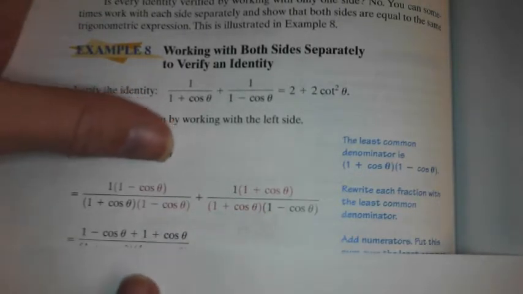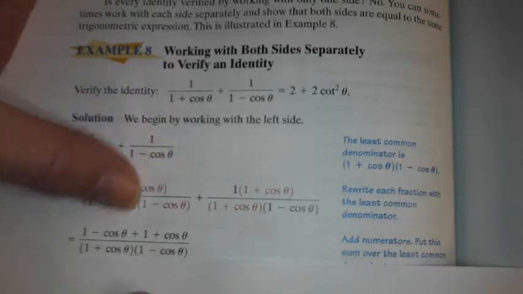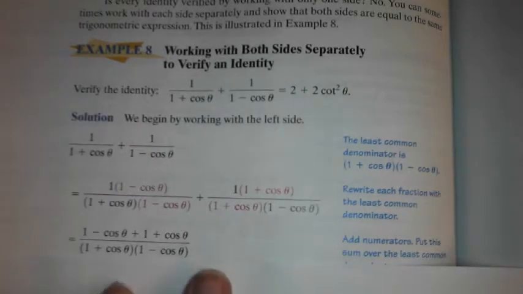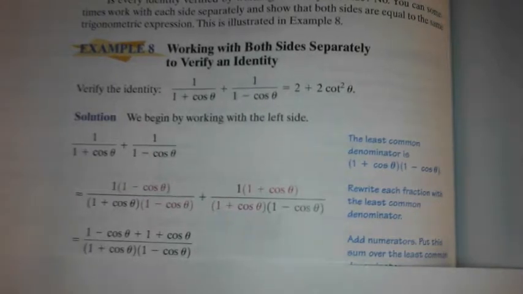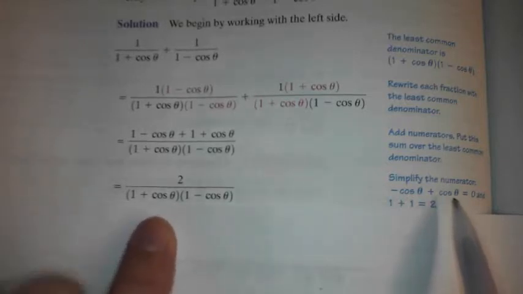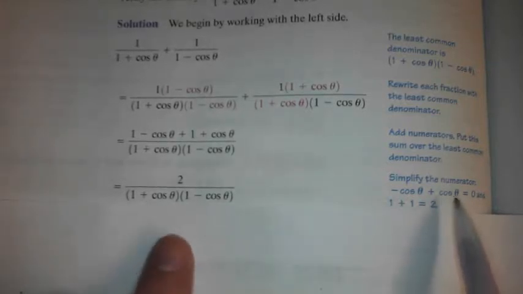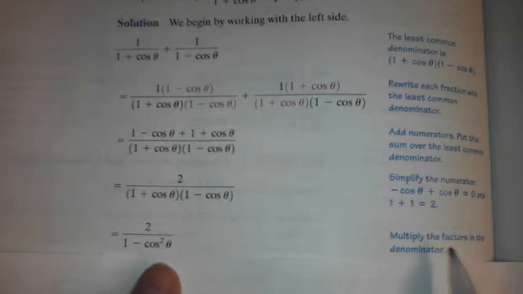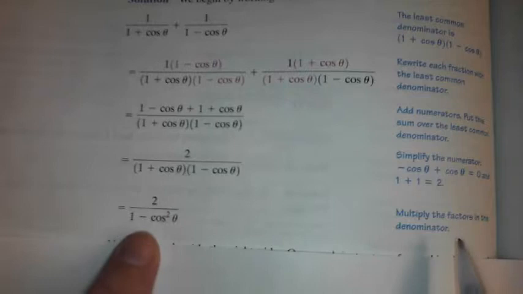And then their numerators can be added. So on the numerator we have 1 minus cosine theta plus 1 plus cosine theta, all over the common denominator. In that numerator, you can cancel the negative cosine theta and the positive cosine theta. So that just puts it at 2 over, because they were combining the 1 plus 1 at the same time. Okay, so there's our 2 over 1 plus cosine theta, 1 minus cosine theta. So we're going to multiply out the denominators, 1 minus cosine squared theta. That's a Pythagorean identity. Although, look, they don't actually touch that.